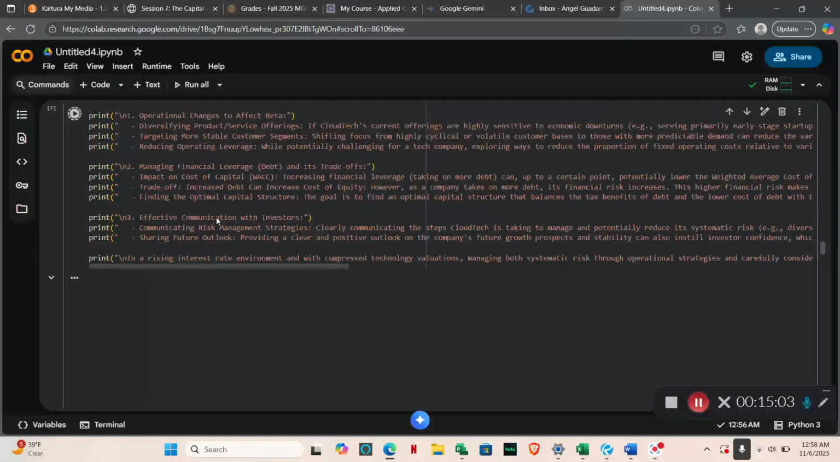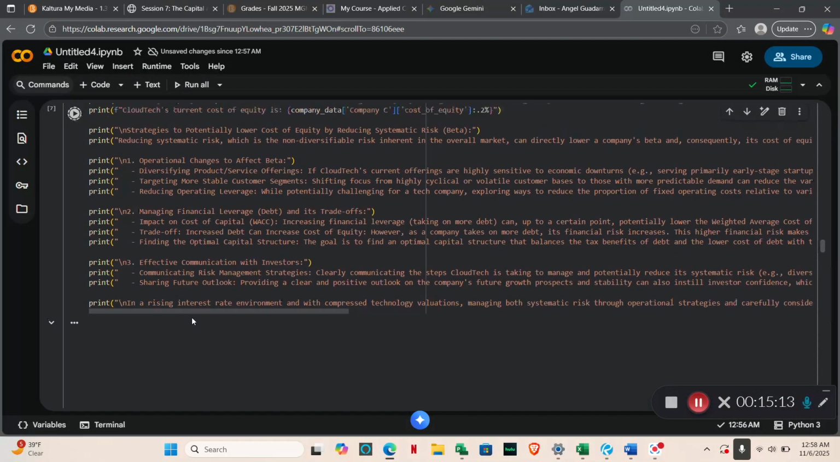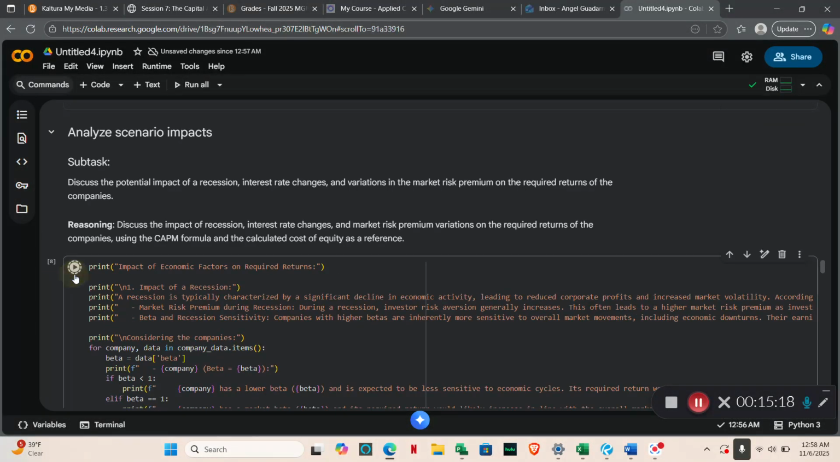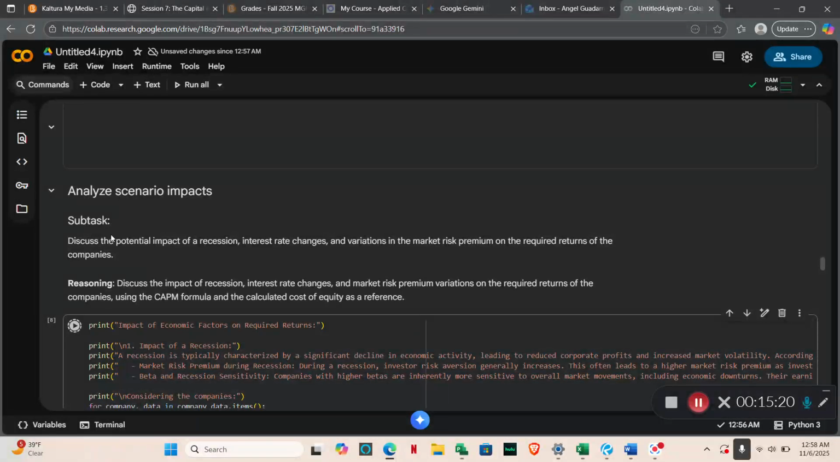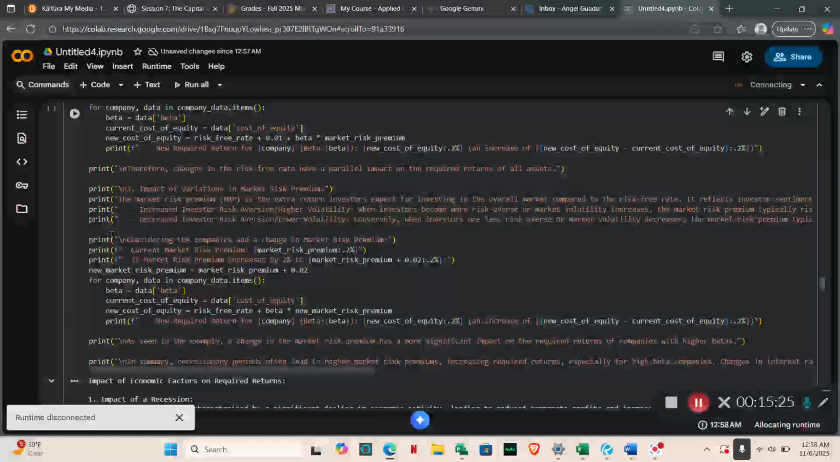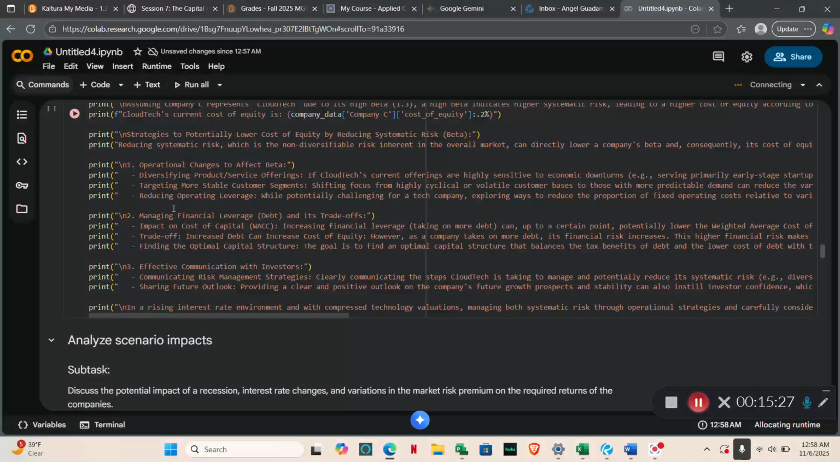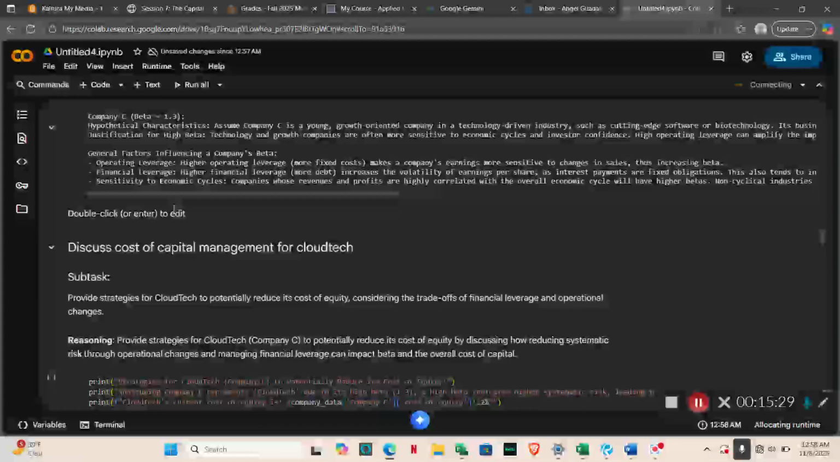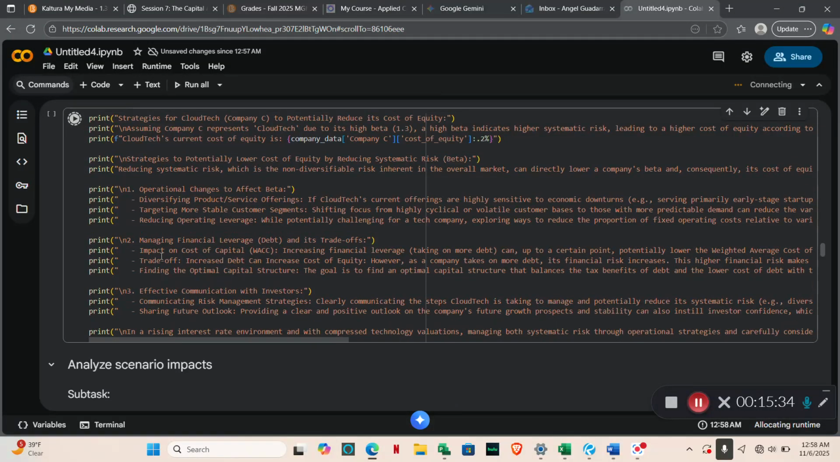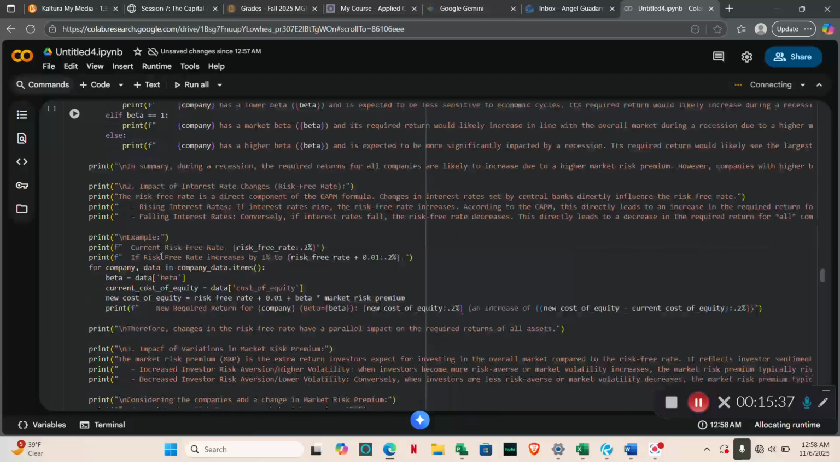So this thing loads. I'm not sure why it's not running. Maybe we can come back to this. To analyze the scenario impact, we must. Is it going to load? I was getting this one loading. Something's wrong with that one.